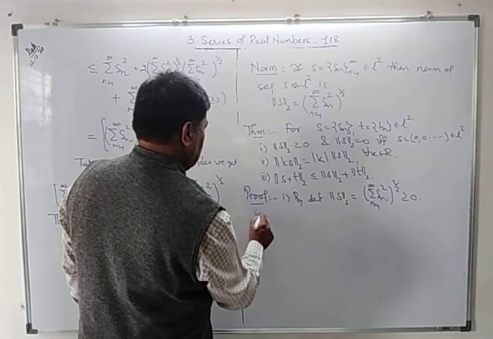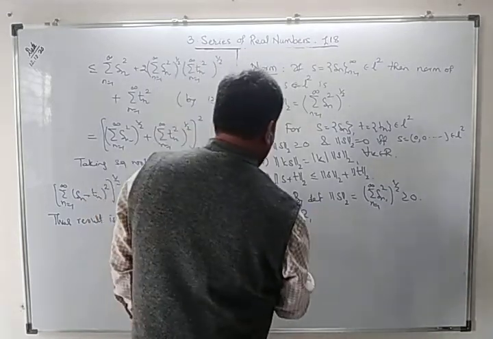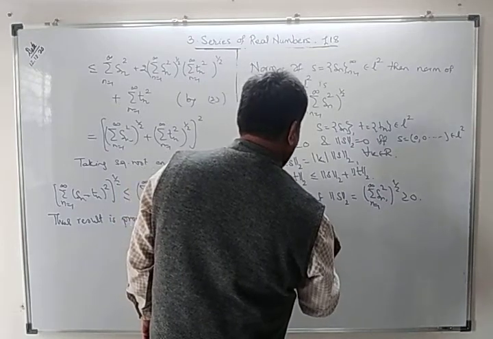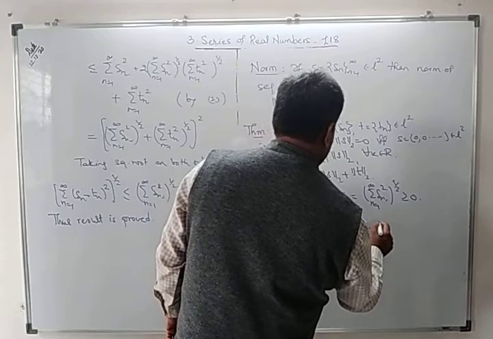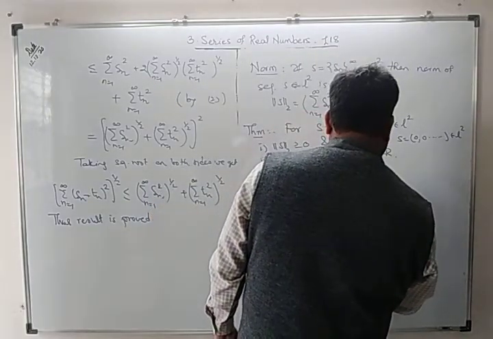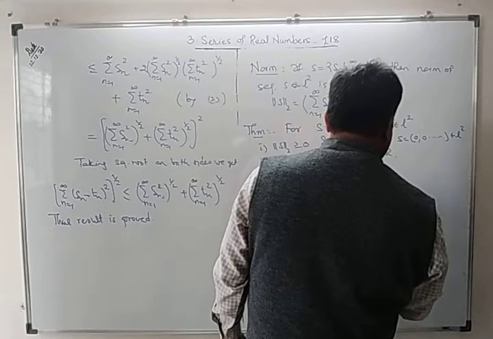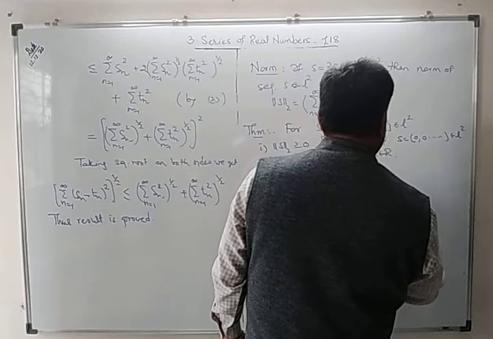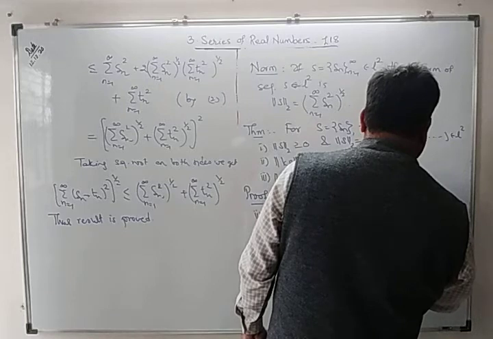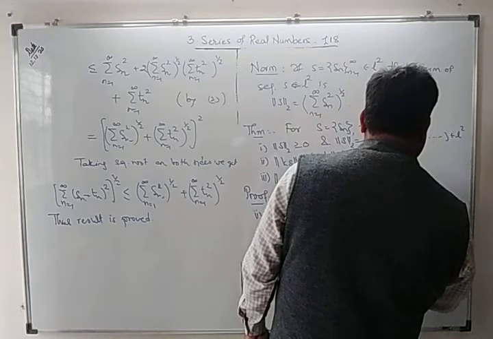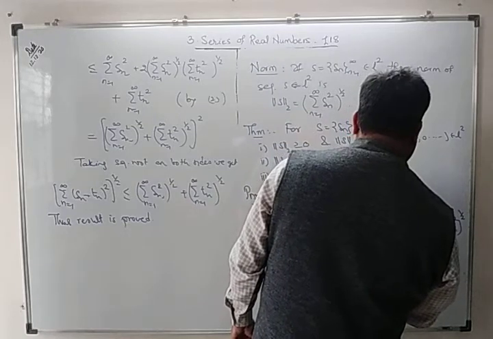Second, for k belonging to R, the norm of kS in L2 is equal to the summation of (kSn) squared, n equal to 1 to infinity, raised to half, which is equal to the summation of k squared Sn squared, raised to half. By taking n equal to 1 to infinity, k squared raised to half is nothing but mod k, because we are taking its square root. Is it clear? So we will get mod k into the summation of Sn squared raised to half, which is equal to mod k into the norm of S in L2.